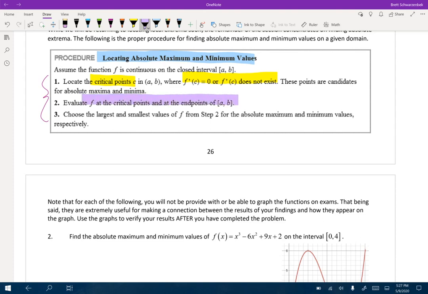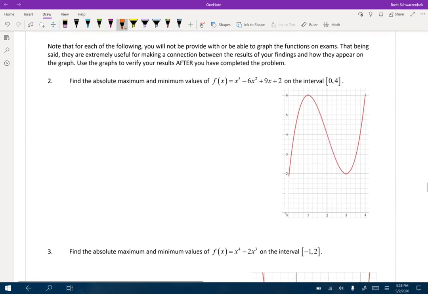So what does that mean in a nutshell? We need to find all the values of y, right? When they say evaluate f, they mean basically sub in and find the values of y. And then all you have to do from there is find the largest and smallest values of y, and those are going to be our absolute max and min. So that's where we're going in terms of these problems.